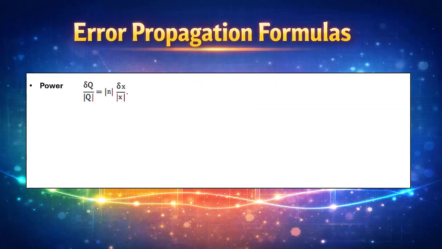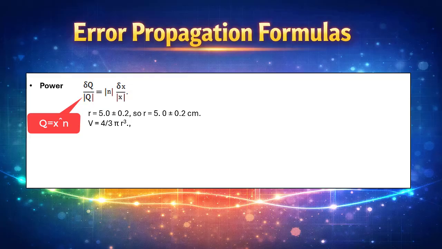Let's take a look at the power formula. If n is an exact number and q equals x to the power of n, then this is the power formula. I'm going to work through an example using sphere volume. Let's say we have radius equals 5 plus or minus 0.2 centimeters. We want to calculate the volume using the usual formula, 4/3 pi times the radius cubed, which is approximately equal to 523.6. Now let's use our power formula to find the uncertainty.